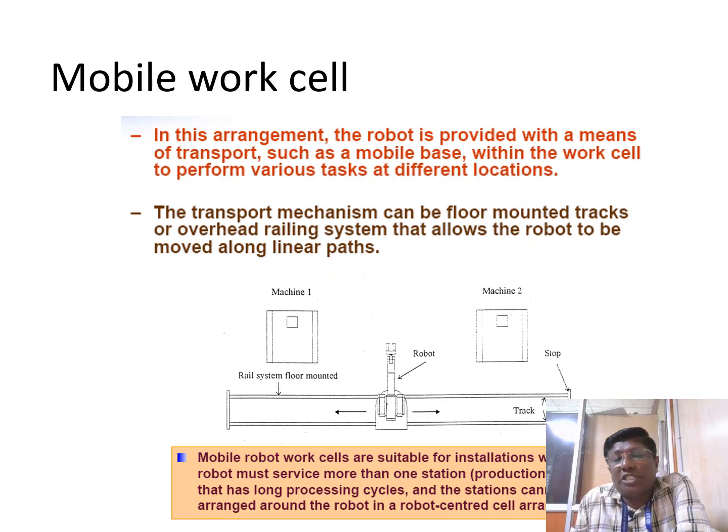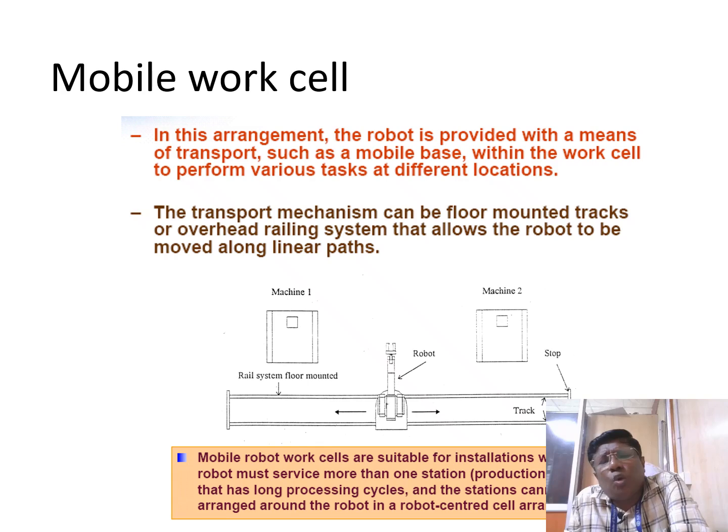So, mobile robot system. If you look at the robot system here, it will have a track. This is the track where the robot is not a stationary one. It will move from here to here, performing the operation on machine 1 and machine 2. In this arrangement, the robot is provided with a means of transport, such as a mobile base with the workcell, to perform various tasks at different locations. Because some components of machines will be very big and cannot be moved, they will be very rigid.